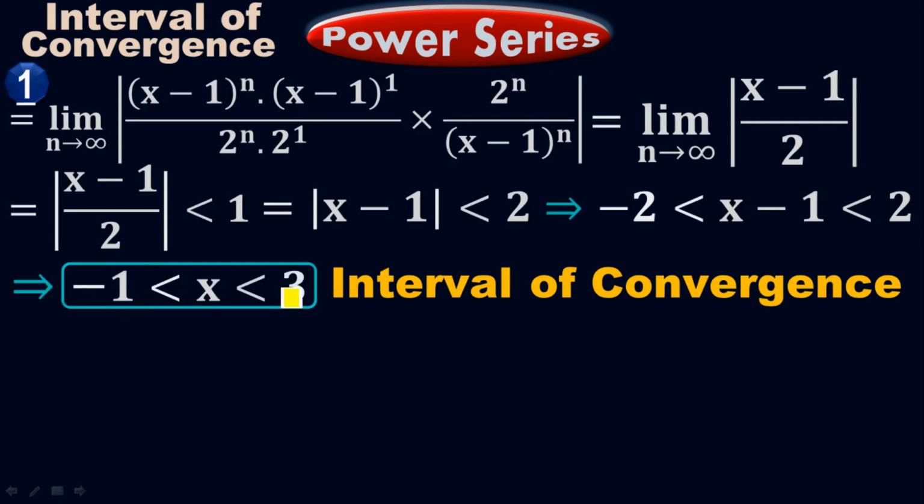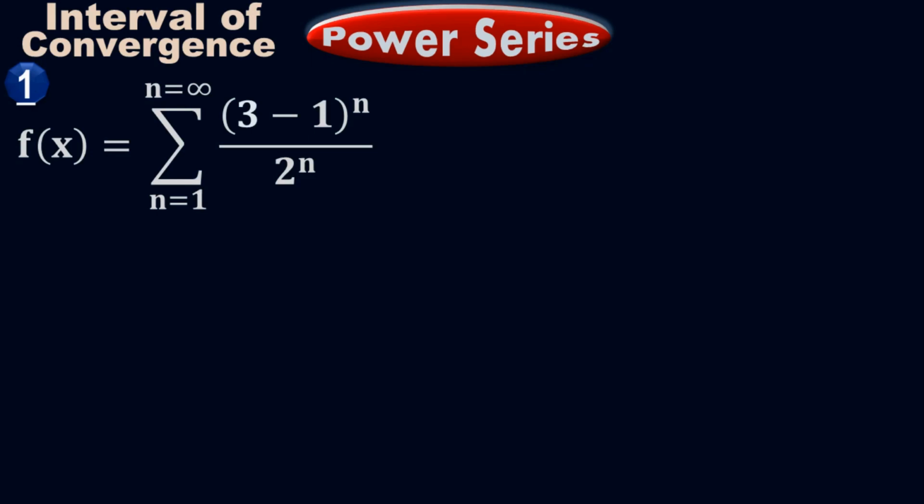Now we're going to go for the second border value, which is 3, to see whether it is included in the interval of convergence or not. So let's plug in x equals 3. The equation is the summation of (x minus 1) to the n over 2 to the n. For x, we plug in 3, to check whether at this value the power series converges or not.